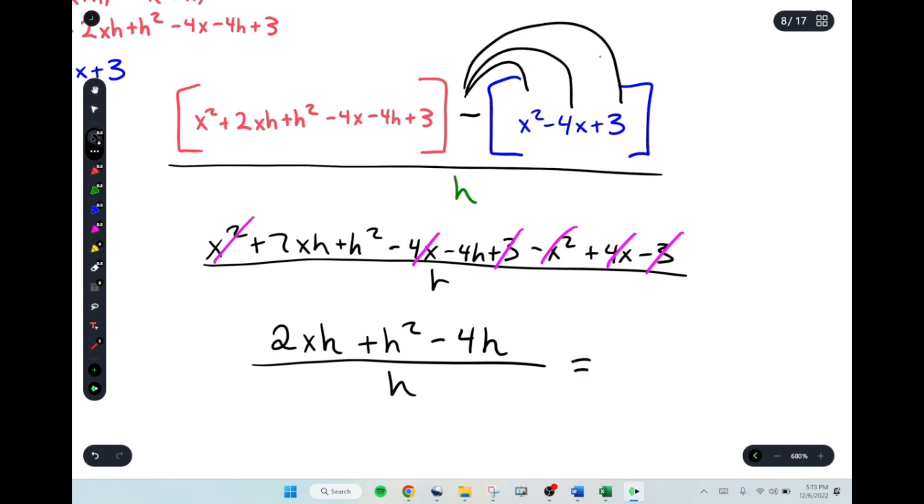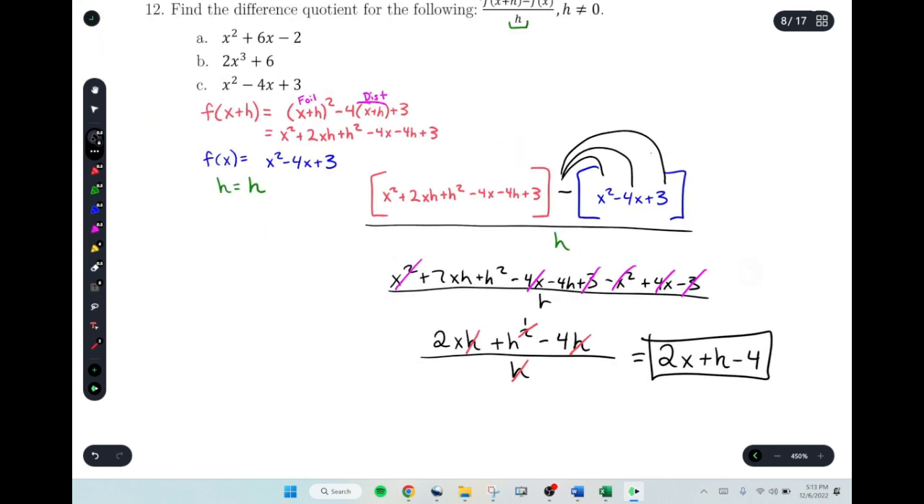Look at that. You know what else happens? Boom, boom, boom. Not the whole thing, just one of them, right? It reduces by 1 because we only had one h to cancel. So you should be left with 2x minus 4.